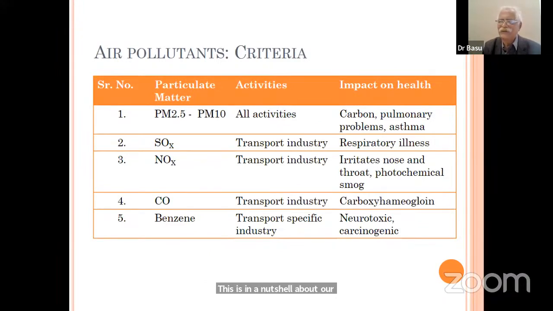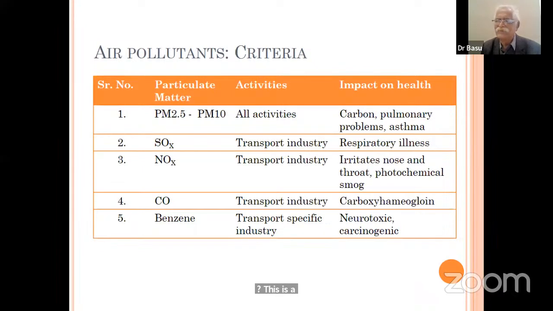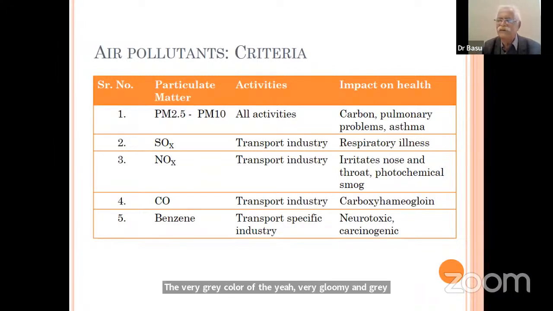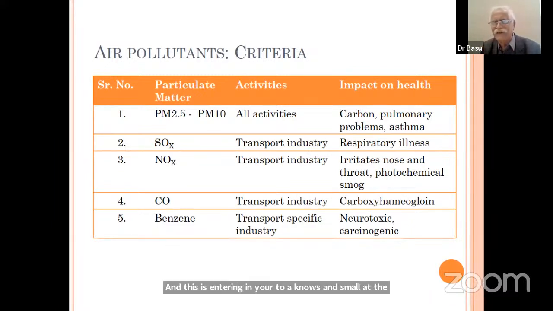water quality parameters. Now you are all, including me, suffering from air pollution in the winter in Delhi, right? So what is the major pollutant? It is particulate matter. Small particles are in the air, and when mixed up, you will find the very gray color of the air, very gloomy and gray. This enters through your nose, and the smaller the particle, the more directly it goes to the lungs and creates respiratory problems. Asthma is also coming. This is a problem for children actually.